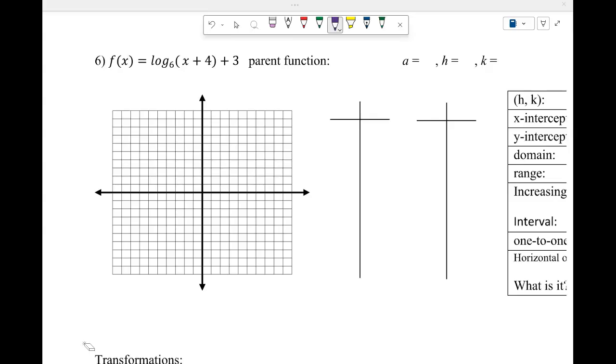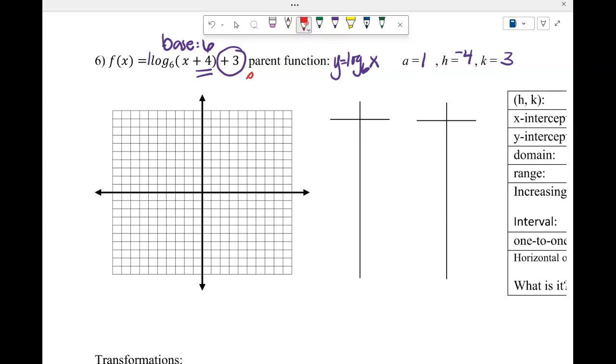Example 6 says f of x equals log base 6 of x plus 4, close the parentheses, plus 3. So because there's a number 1 right there in the front, your a is 1, your h is negative 4, and your k is positive 3. Your base is 6, okay? So your parent equation is y equals log subscript 6 of x.